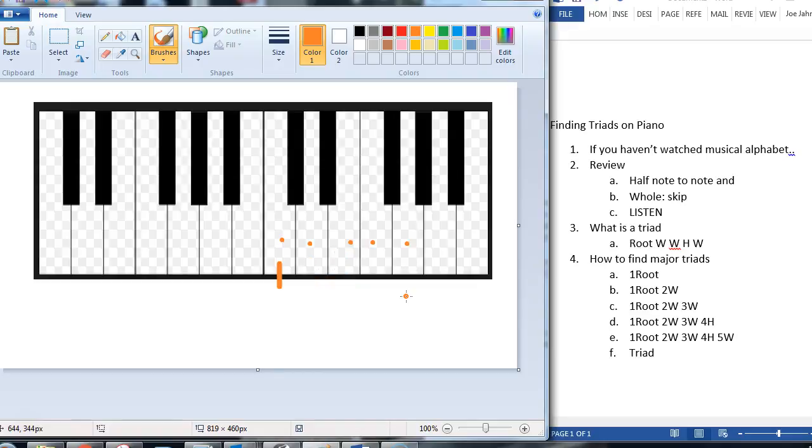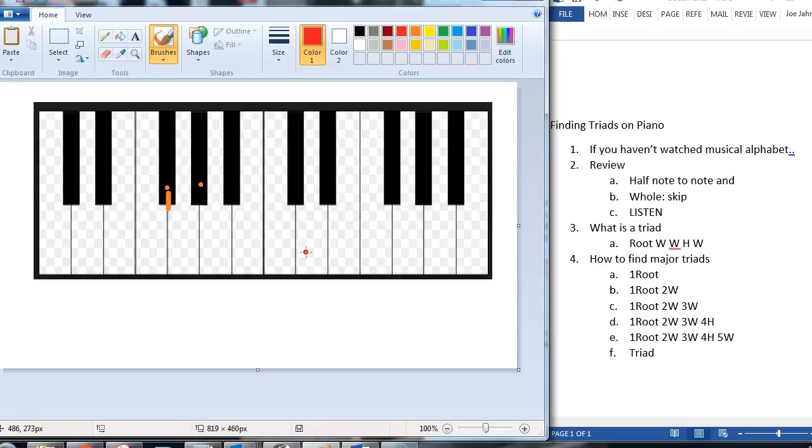Let's do it again. This time we're going to start right here. This is F sharp. Pause the video and figure out, you can just touch the screen, where the triads should be. Please hit pause. Okay, you're back. So you should have figured out that this is the 1, whole step to 2, whole step to 3, half step to 4, whole step to 5. And then your actual triad will be the 1, the 3, the 5. So hopefully you got that.